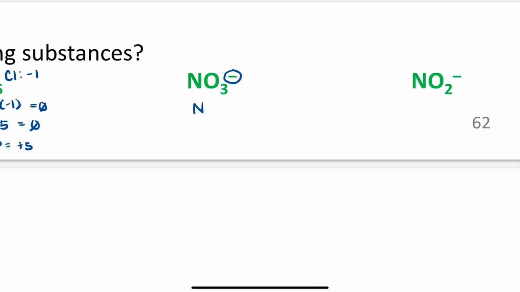I have nitrogen and oxygen. Oxygen's more electronegative. It's listed second. Oxygen wants to be -2, and it's going to get its way. So nitrogen plus 3 oxygens, each at a -2 charge, has to equal a -1 charge overall because the ion itself has a -1 charge. Nitrogen minus 6 equals -1. Nitrogen has to be a +5 charge.